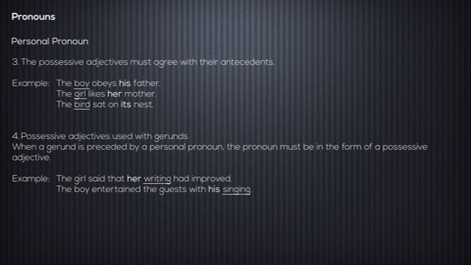Fourth, possessive adjectives with gerunds. When a gerund is preceded by a personal pronoun, the pronoun must be in the form of a possessive adjective. For example, the girl said that her writing had improved. The boy entertained the guests with his singing. In the above examples, the gerunds are underlined and the possessive adjectives are in bold letters.